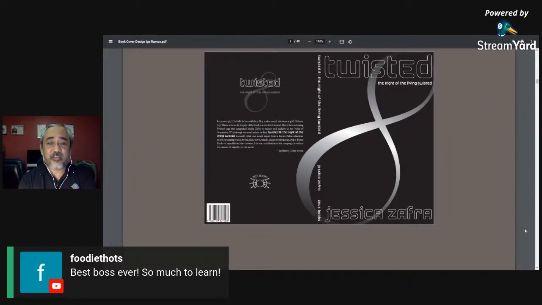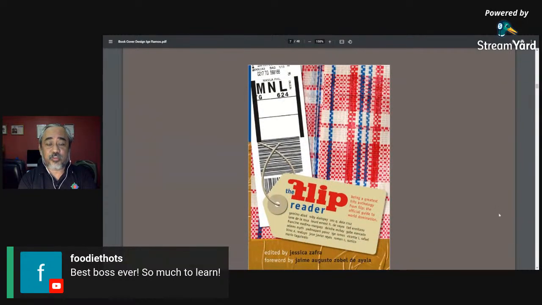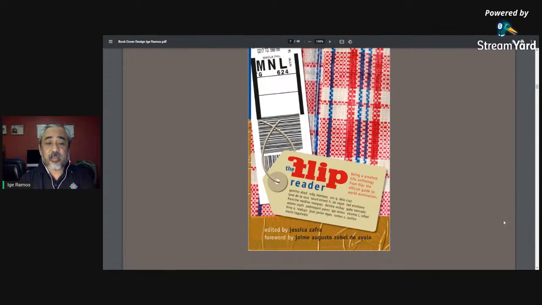Okay, so the next one is another collaboration which I did with Jessica. Jessica came up with a magazine before, and it's called Flip Reader. Jessica is also responsible for my career in writing, because she encouraged me to write for her magazine, and then I had a regular column in her magazine called Ukay Ukay. But after Flip magazine closed, she collected all the travel essays.